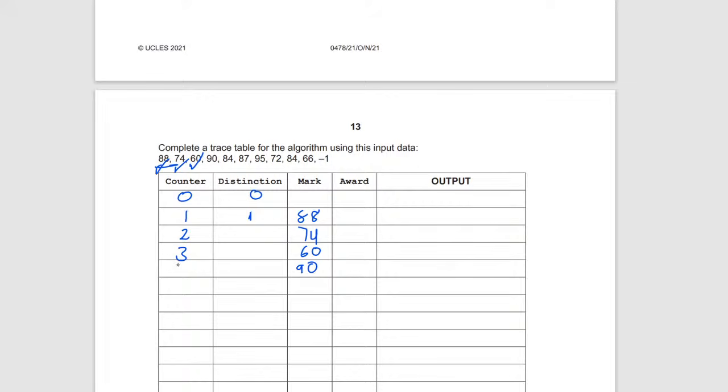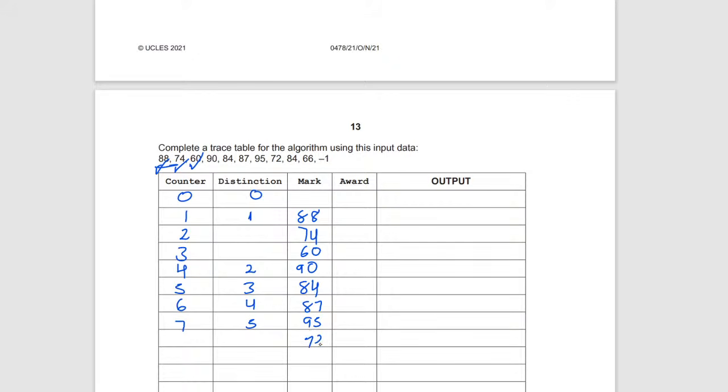Now I'll already predict counter will be 4, distinction will be 2. I'm not going to waste my time because I already know it. This will be 84, this will be 5, this will be 3. So you can see, once you know the entire flowchart, I've already memorized it. So 87 is greater than 80, hence this will be 6, this will be 4. The next one, 95 is greater than 80, hence 5, and this one will be 7.